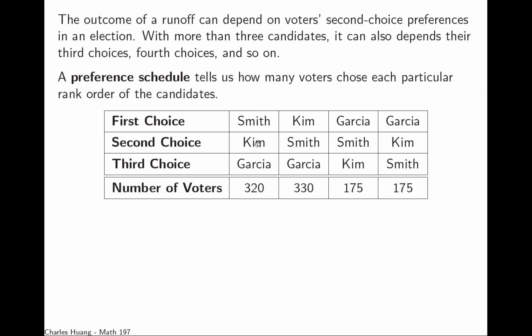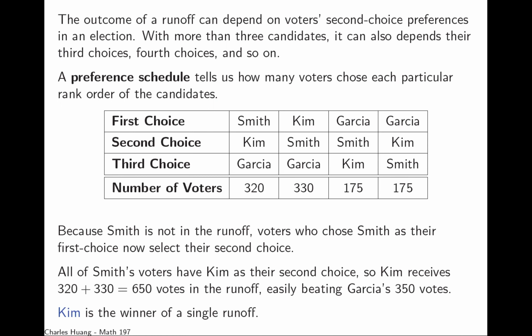This is called a preference schedule, and so we read it column by column. The 330 people in the second column will vote for Kim first, and then Smith, and then Garcia. Now, because Smith is not an option, Smith is practically not there, right? We cannot choose Smith. So in this case, these 320 people will vote for Kim.